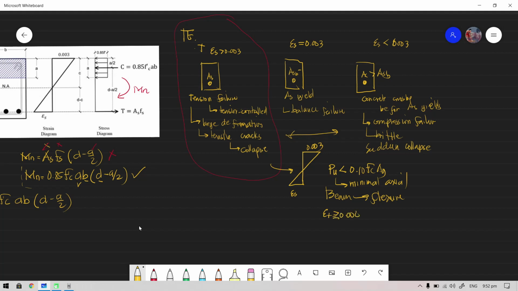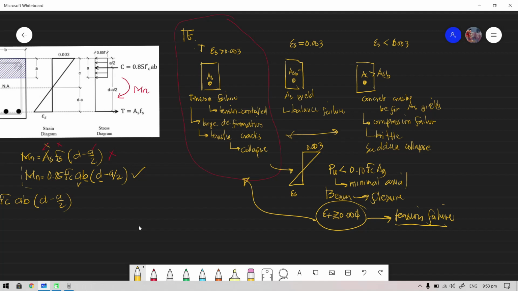to 0.004. Okay, bakit? Why the code recommends that the beam can be designed using ET greater than or equal to 0.004? To satisfy yung code recommendation na mag-yield yung bakal. Okay, mag-yield yung bakal or magkakaroon siya ng tension failure. Okay, tension failure, and pag tension failure, ang mangyayari sa beam mo is mag-yield before yung crushing sa compression ng concrete.